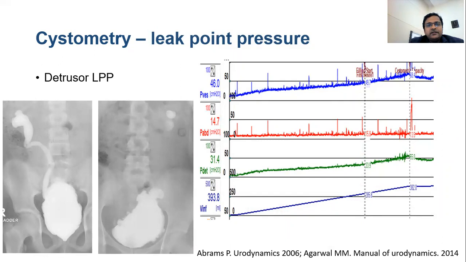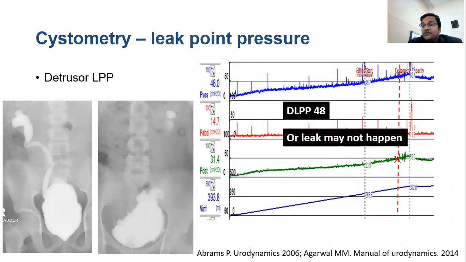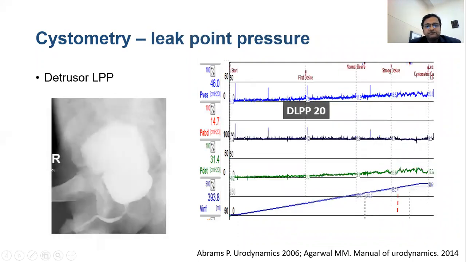Then there comes leak point pressure. Mainly it is detrusor leak point pressure, which is a passive urine leak during filling, where there is no active detrusor contraction, and no straining or coughing or sneezing. Now, if the leak does not happen below 40 centimeter of water, it's a high risk situation for upper tract damage. And in this particular case, we are correlating it with these MCU films.